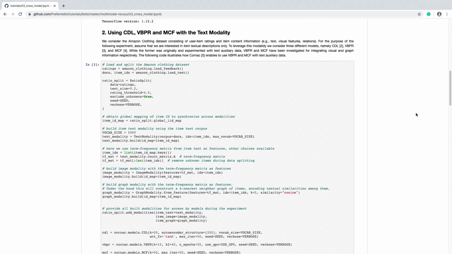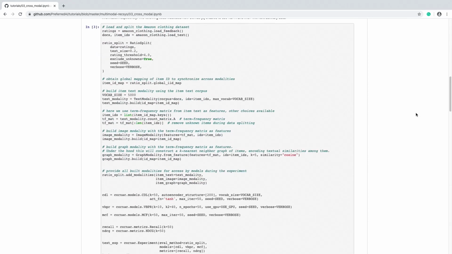And then the last one is a co-factorization model, MCF, which has been used to factorize jointly an item graph and the social network information. So here we are taking all these three models, CDL, which was tested with text in the literature, VBPR with images, and MCF with graph, and we are running all of them using the text modality. And this piece of code in Cornac shows you how it's possible to do it without the need to go into the models and change specific things.